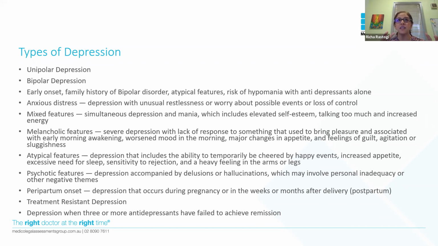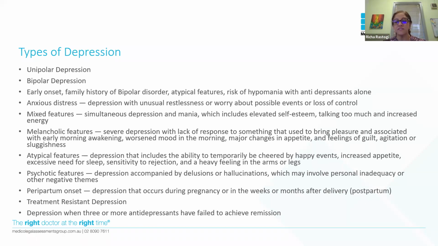Generally, some of the pointers to a bipolar depression are when someone has an early onset or adolescent onset depression, they're at a high risk of bipolar disorder; when there's a family history of bipolar disorder; when there are atypical symptoms of depression; or they've had a history of mania with antidepressants. So if someone with depression comes and you give them an antidepressant and they become manic, the diagnosis straight away changes and the treatment changes. Very important, because you treat bipolar depression very differently to unipolar depression.